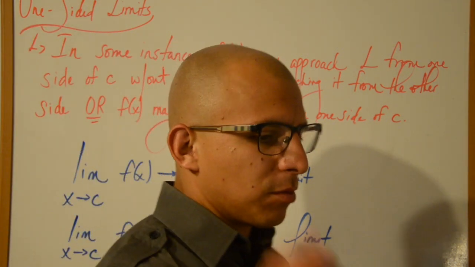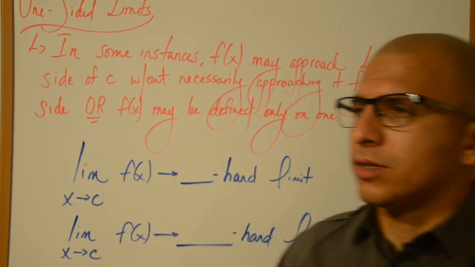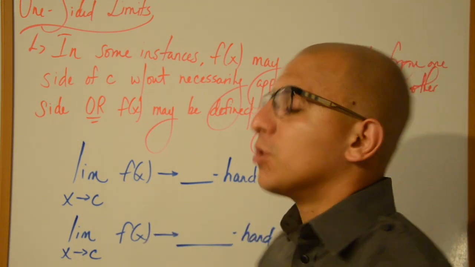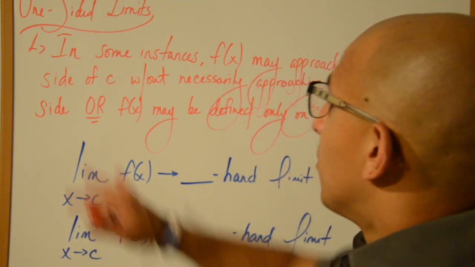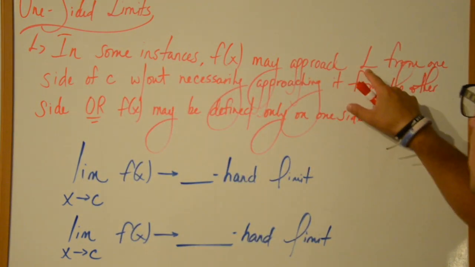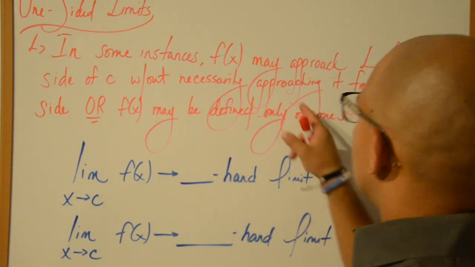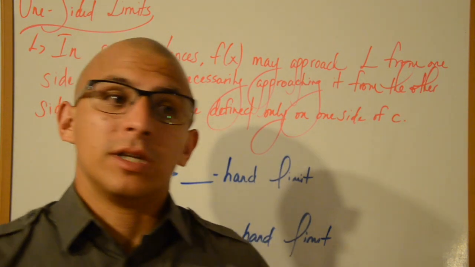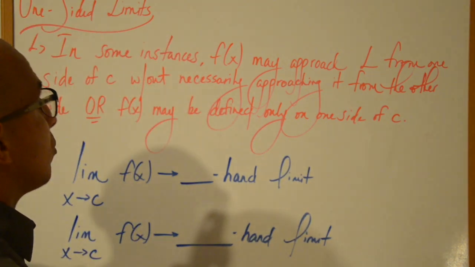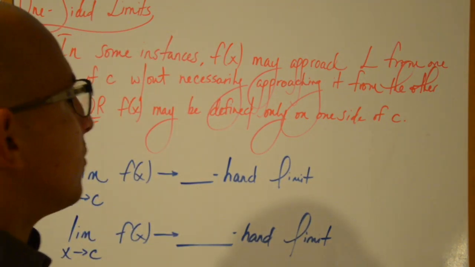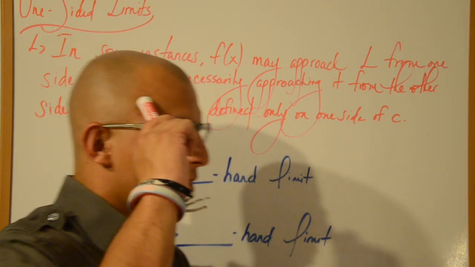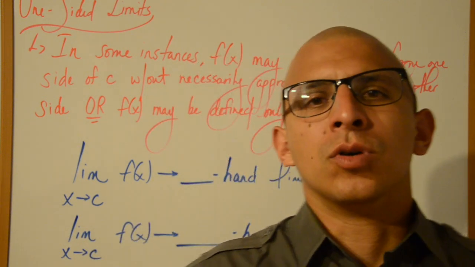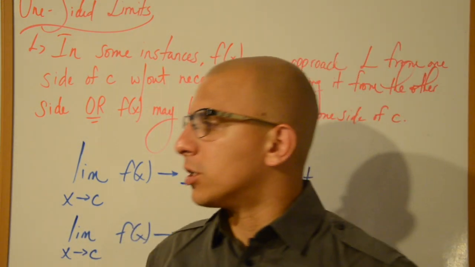So we were looking at limits from both the left and the right side previously, and how that pertains to continuous functions specifically. So if you haven't watched that video, make sure you go back and watch it. But in some instances, f of x may approach the limit from one side of c without necessarily approaching it from the other side, and that's perfectly okay. That's information that we need to know that algebra was unable to provide us with. Or f of x may be defined only on one side of c. So if you think to yourself right now, well, what are functions where that might be possible? Typically we see that in piecewise functions, okay?